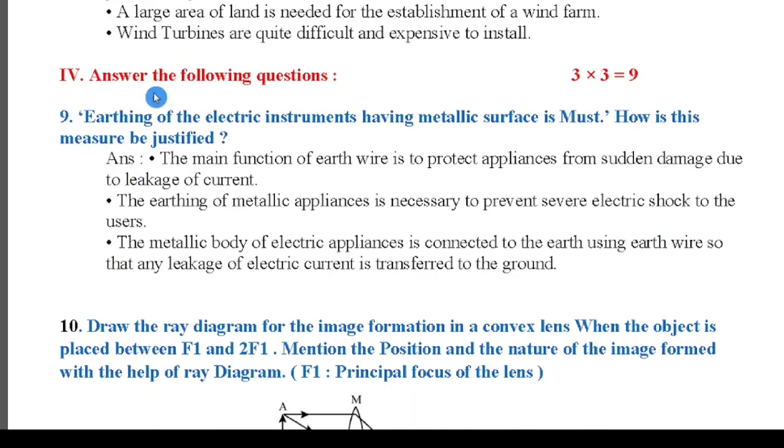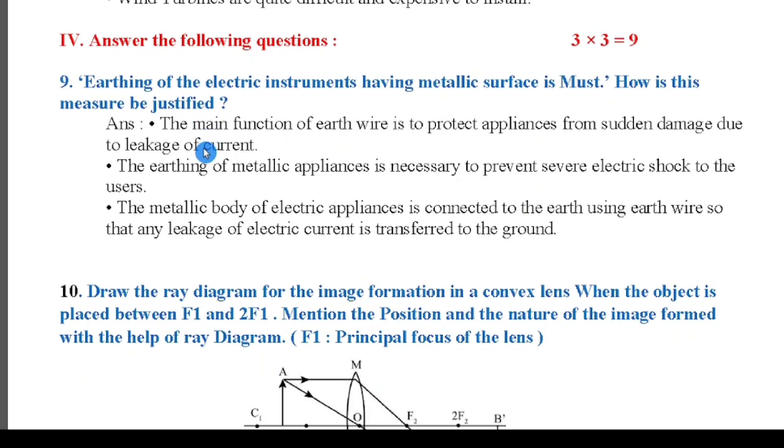The next, fourth section: answer the following questions. Here 3 questions will be there, each question carries 3 marks. 9th question: earthing of electric instruments having a metallic surface is a must. How is this measure justified? ಯಾಕೆ ಎಲೆಕ್ಟ್ರಾನಿಕ್ ಇನ್ಸ್ಟ್ರೂಮೆಂಟ್ಸ್ಗಳನ್ನ ಅರ್ಥಿಂಗ್ ಅನ್ನ ಮಾಡಬೇಕು?